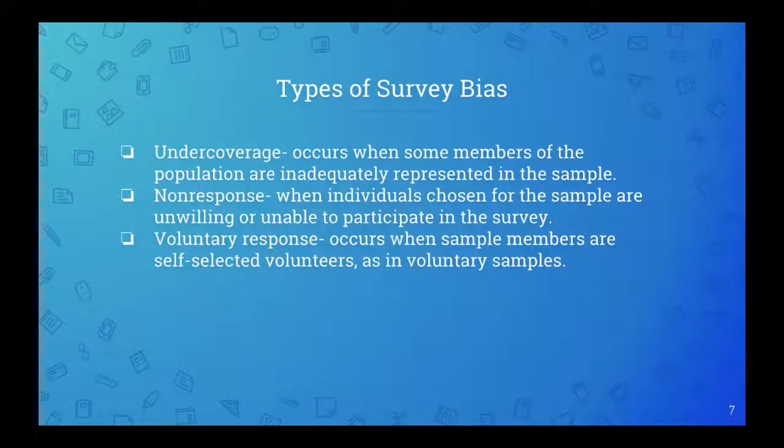In order to create an effective survey, it is important to know types of survey bias. There are 3 main biases that can occur in a survey: undercoverage bias, non-response bias, and voluntary response bias. Undercoverage bias occurs when some members of the population are inadequately represented in the sample. Non-response occurs when individuals chosen for the sample are unwilling or unable to participate in the survey. Lastly, voluntary response bias occurs when sample members are self-selected volunteers, as in voluntary samples.